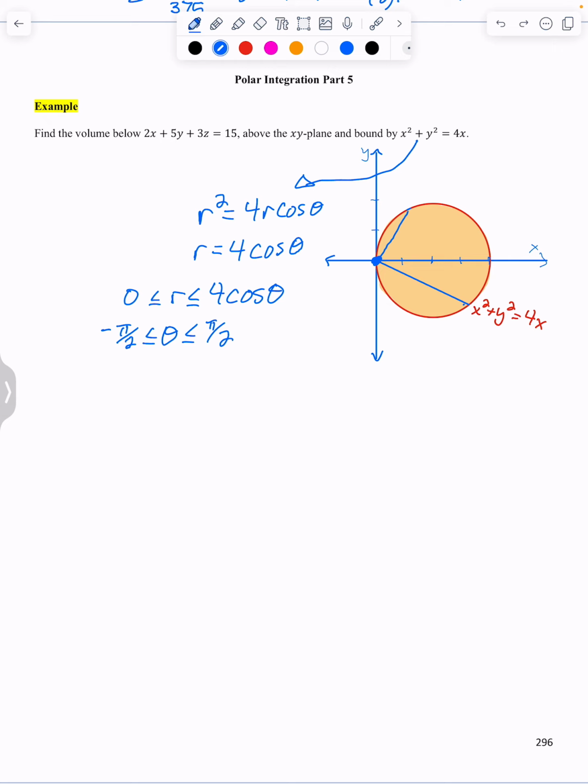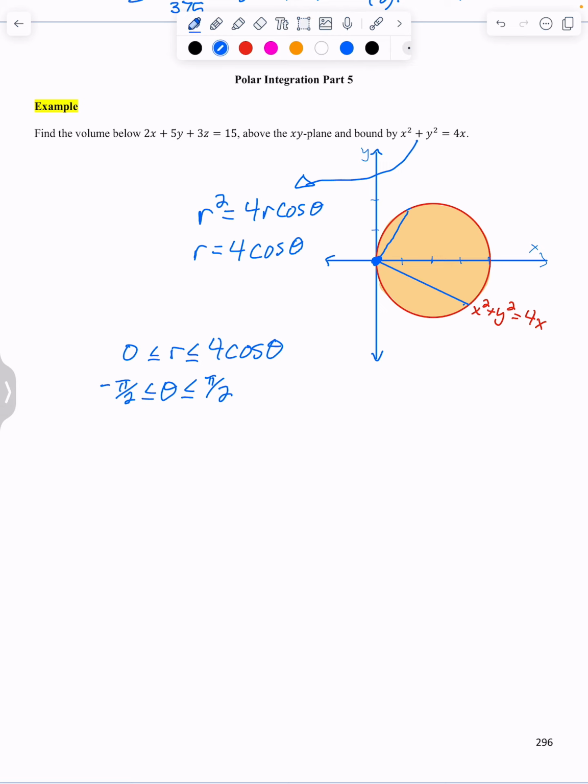I need to figure out what z is in between. Let's do that up top here. I know z is between, it says the xy plane, that's z equals 0. And then to get the other part, I'm going to solve my plane for z. So I get 3z equals 15 minus 2x minus 5y. So z equals 1/3 times 15 minus 2x minus 5y. I'm going to leave a third out front, so I don't have two fractions, I only have one. So I know z is between those two things.